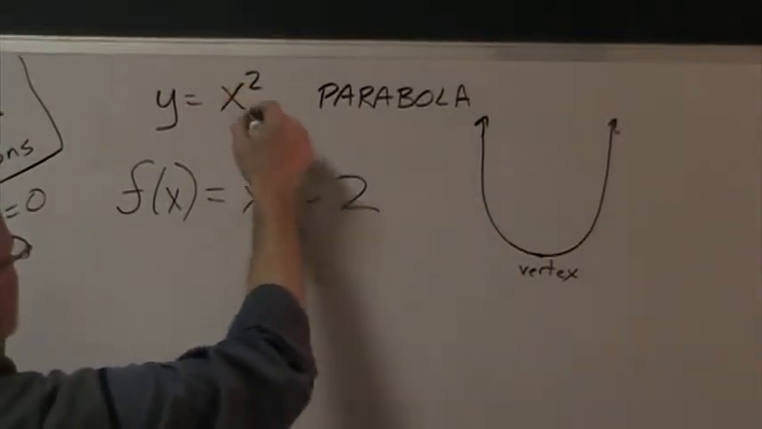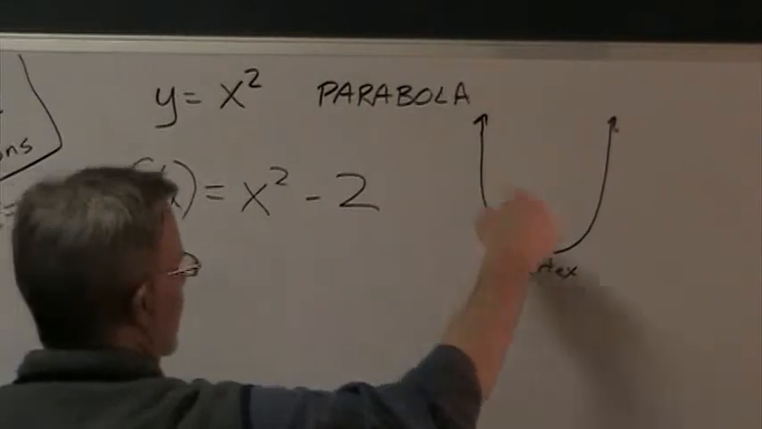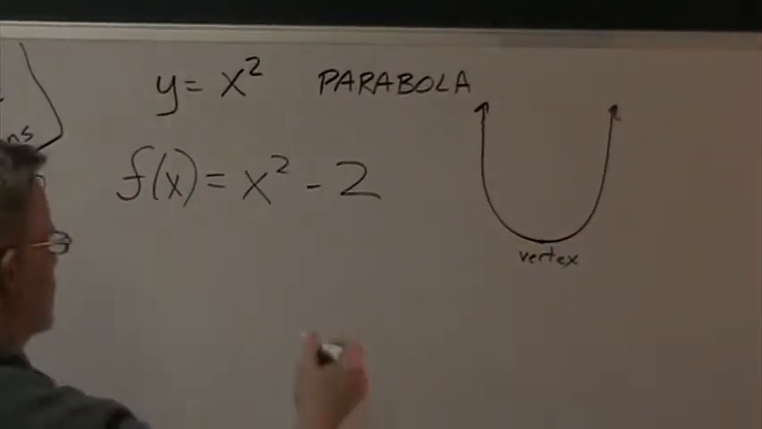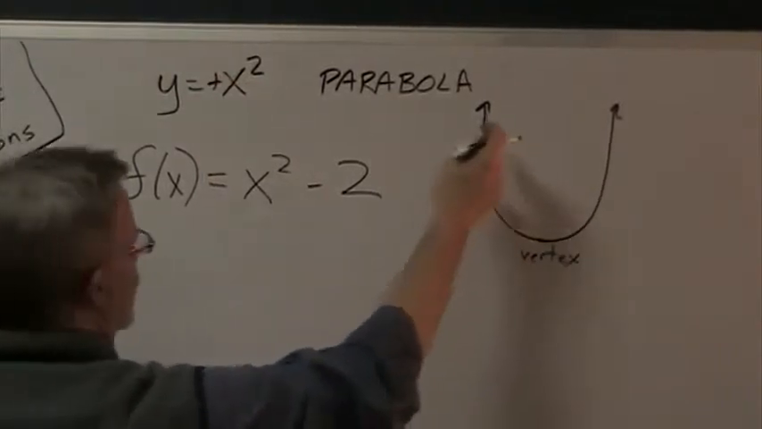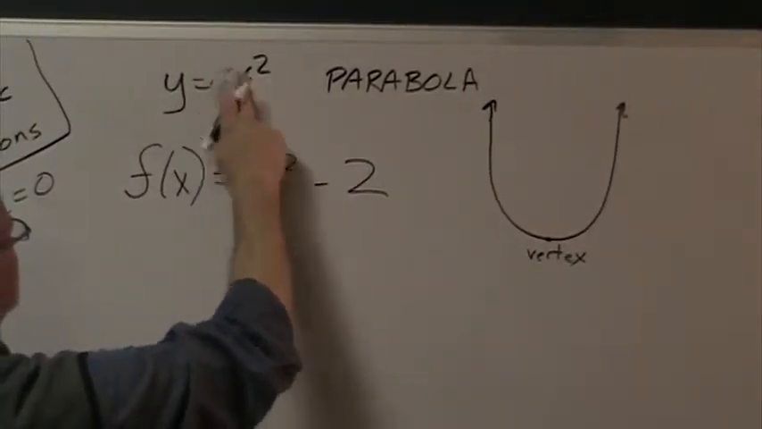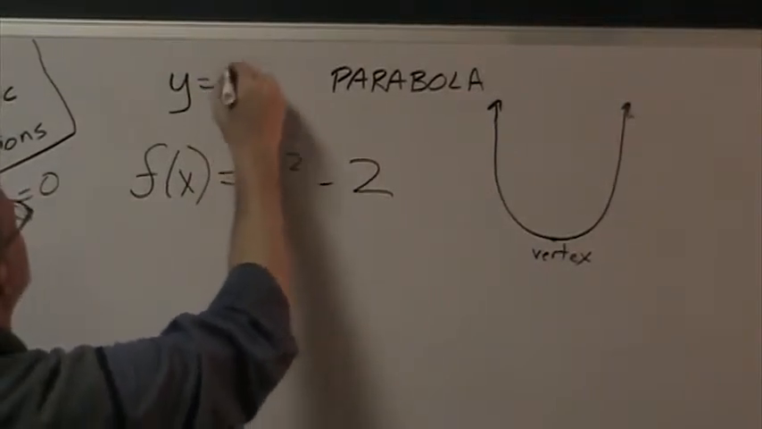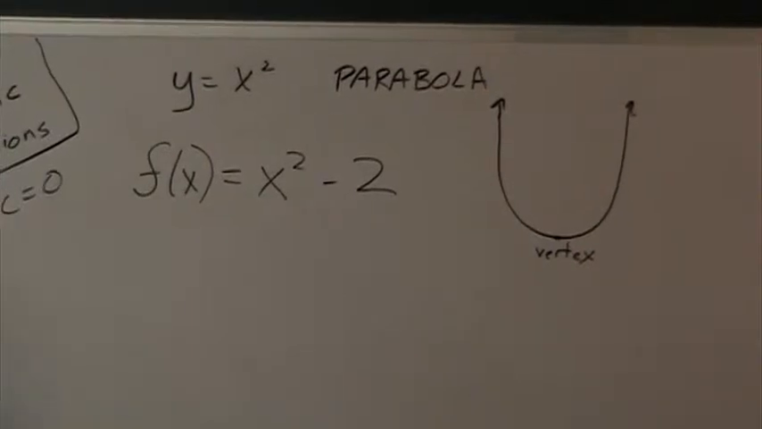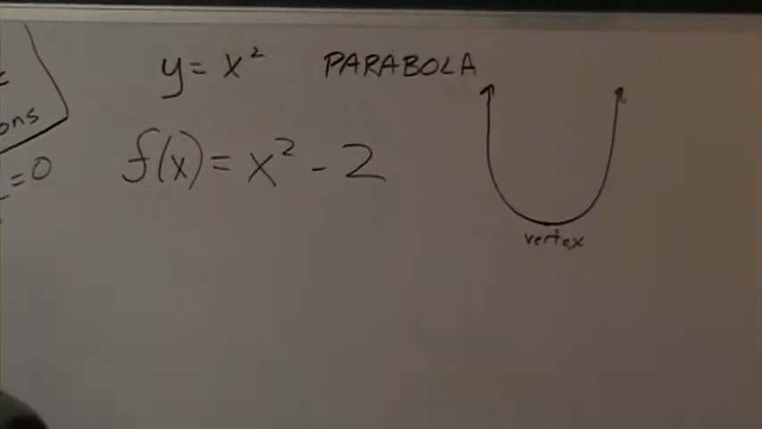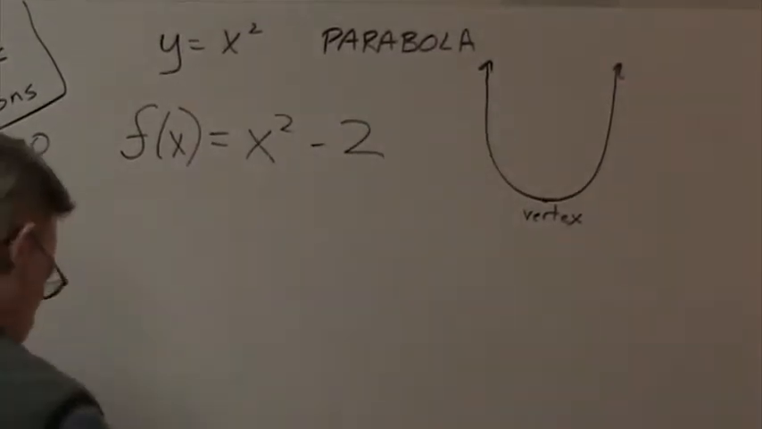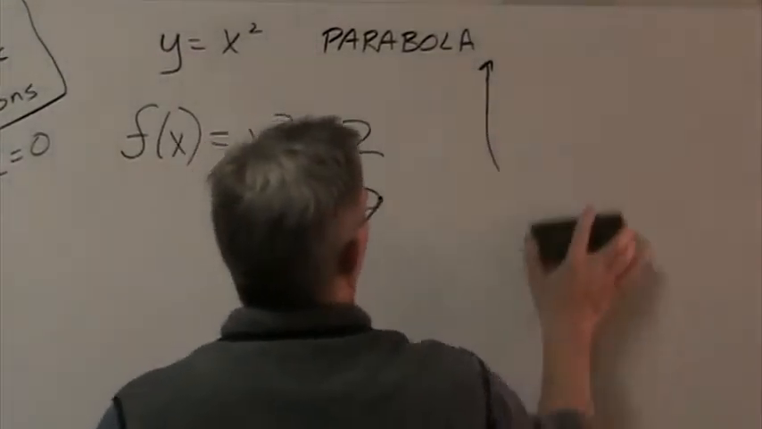All equations in the form of x squared have the same horseshoe type shape. If it's positive, then it always points up. If it's negative, then it always points down. So today, let's look at this equation, x squared minus 2. We know that it points up, but we want to graph it, so we can make an xy plot.